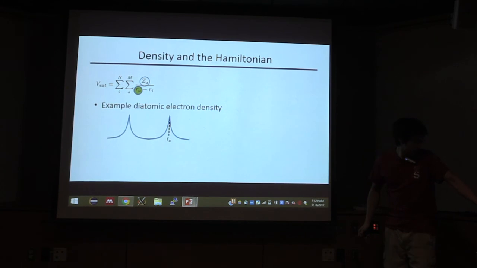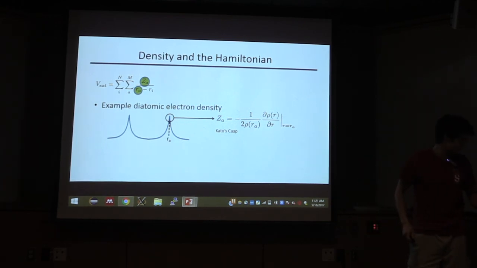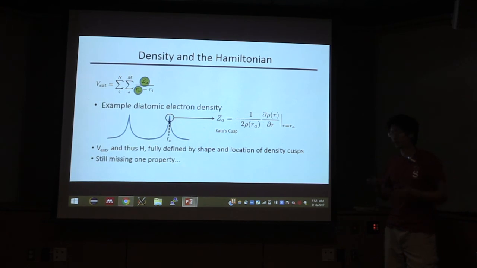This required some nifty thinking by some people. So this is called Kato's cusp. It turns out that how fast your density falls off from the cusp actually defines your nuclear charge. If you want to make sense of this, it's just a derivative at the cusp times some constant depending on the density. So the external potential, and thus the Hamiltonian, are fully defined by the density, in particular by the shape and location of the cusps in the density.